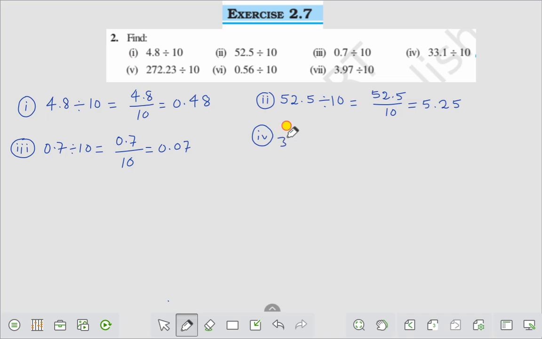Now question number 4 is 33.1 divided by 10. That means you have to write here as 33.1 divided by 10. That means you shift the point to the left side one place, from here to here. That is equal to 3.31.